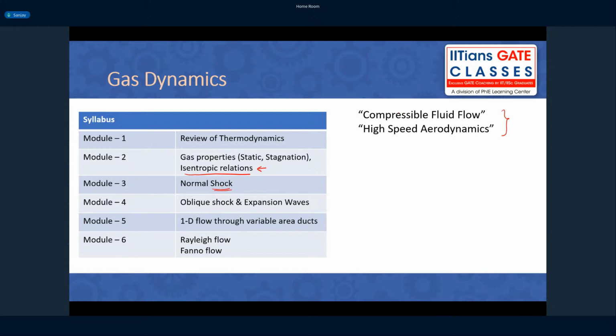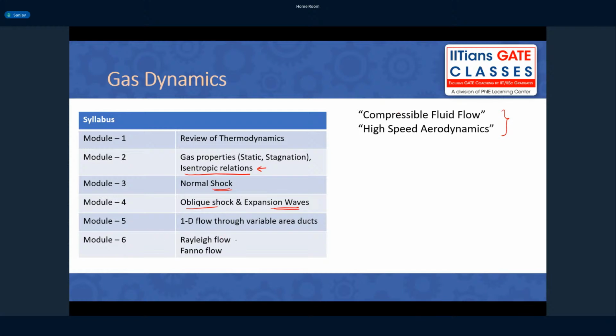There are different types of shocks. We have normal shock, we have oblique shock, which is at an angle, and the opposite of shock is an expansion wave. So shock waves generally compress the flow, expansion waves will expand the flow. Once we learn about shock waves and expansion waves, we will go through 1D flow through variable area ducts. We will learn how a flow changes when it passes through a duct. So duct flows become a very important concept.